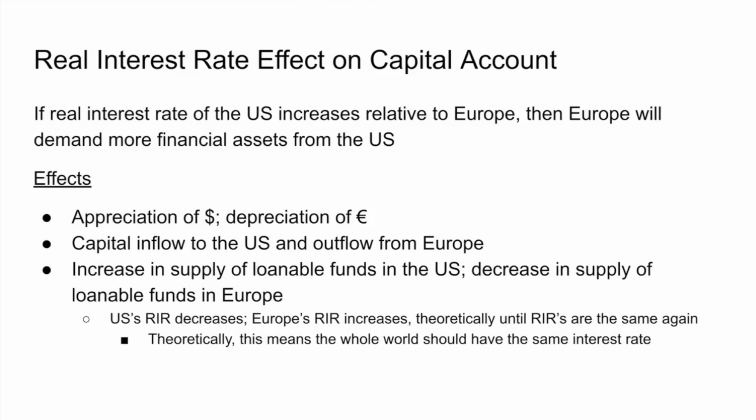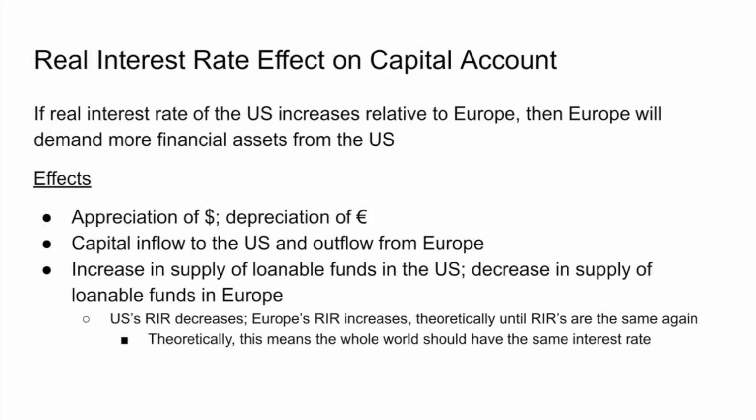And what effect this would have is an increase in supply of loanable funds in the US because there's capital inflow to the US, whereas it would decrease the supply of loanable funds in Europe. Now going back to the loanable funds graph, if we increase the supply, which is a rightward shift of loanable funds in the US, then that would result in a new equilibrium whose real interest rate is lower than before, whereas a leftward shift in the supply of loanable funds in Europe would result in a new equilibrium real interest rate that's higher than before.